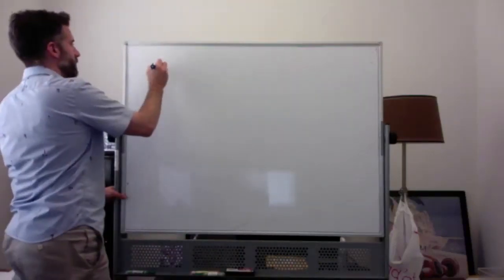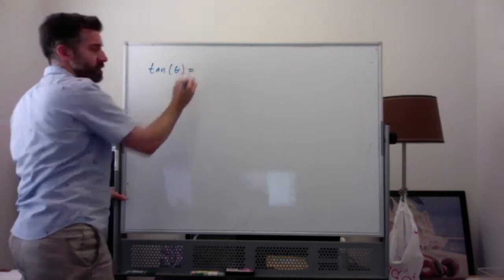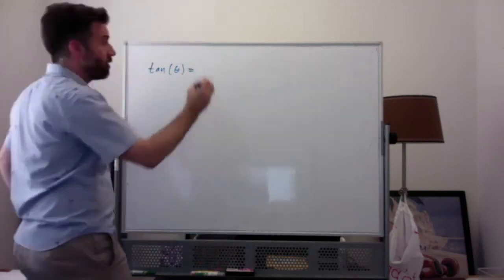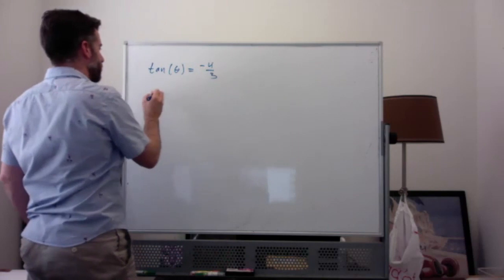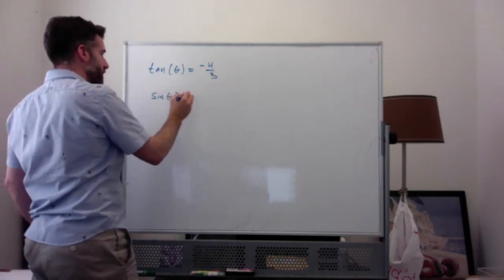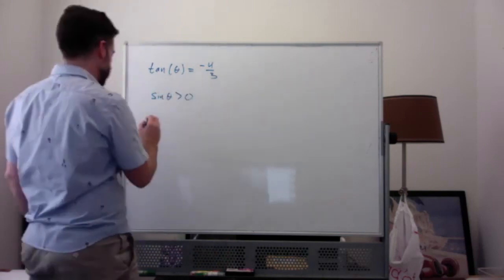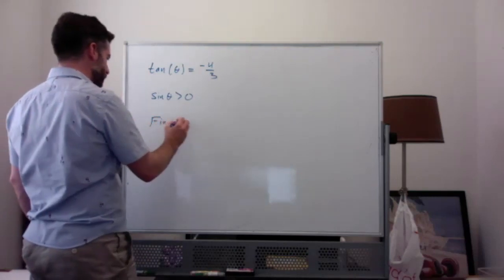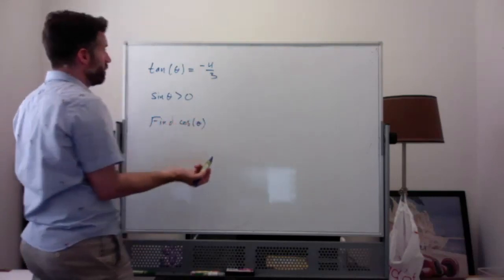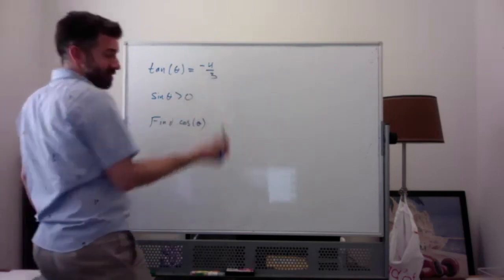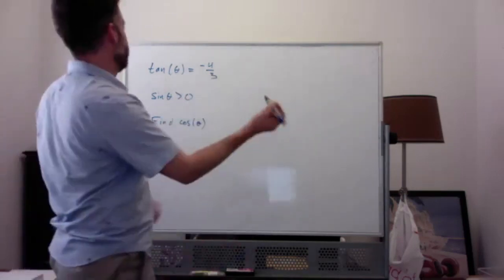All right, so problem 3. If tangent of theta is equal to -4/3 and sine of theta is positive, find cosine of theta. Okay, so triangles, right? Trigonometry, triangles.